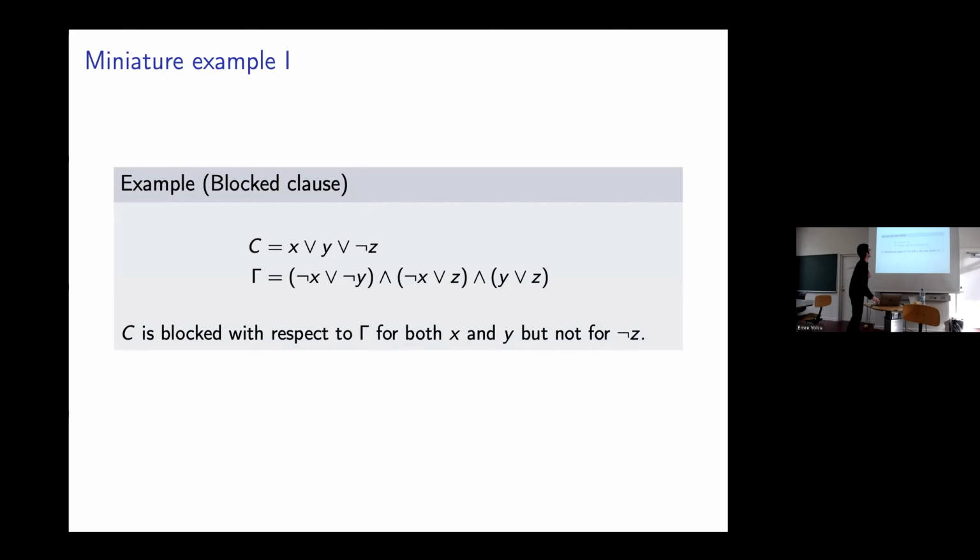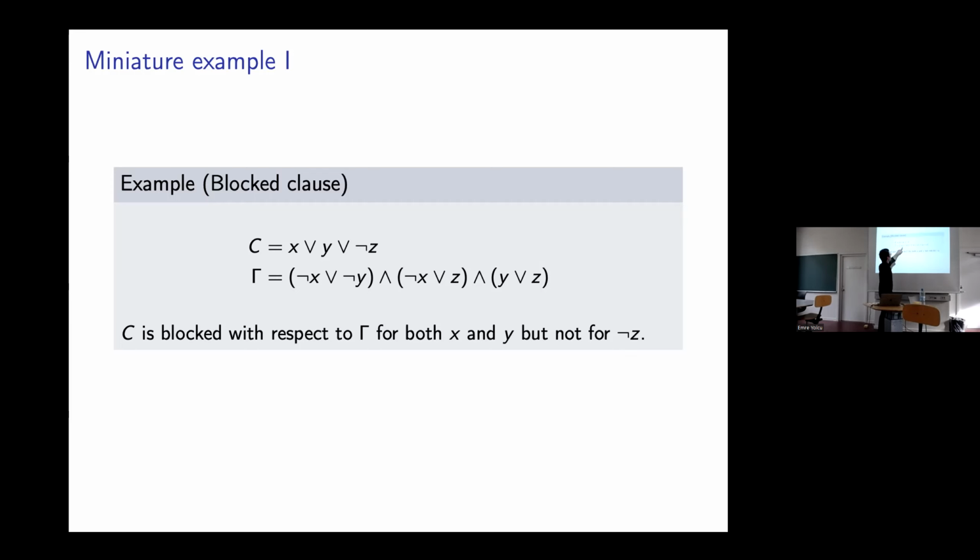And I have some concrete examples finally of these definitions that I've been making. So here's a small formula, and here's a blocked clause. So let's go through this slowly. This clause is blocked for both X and Y, but not Z. For it to be blocked, there only needs to exist a single literal for which it's blocked, but just for the sake of the example, I have multiple.